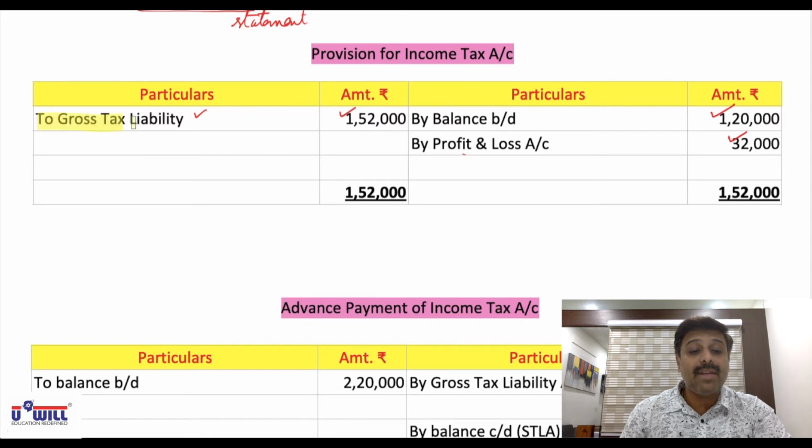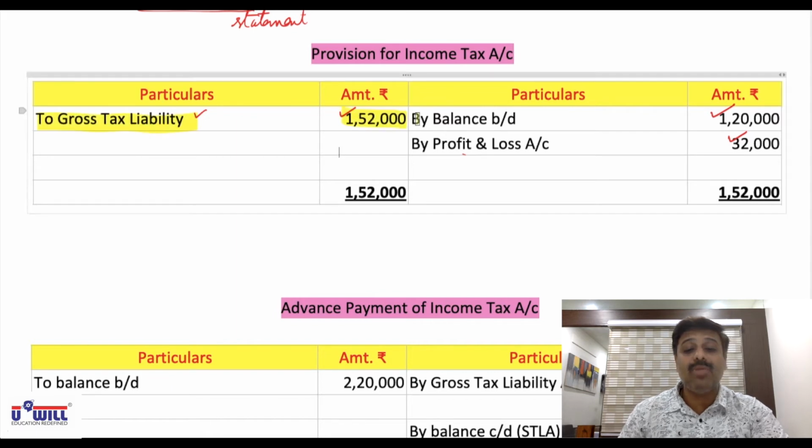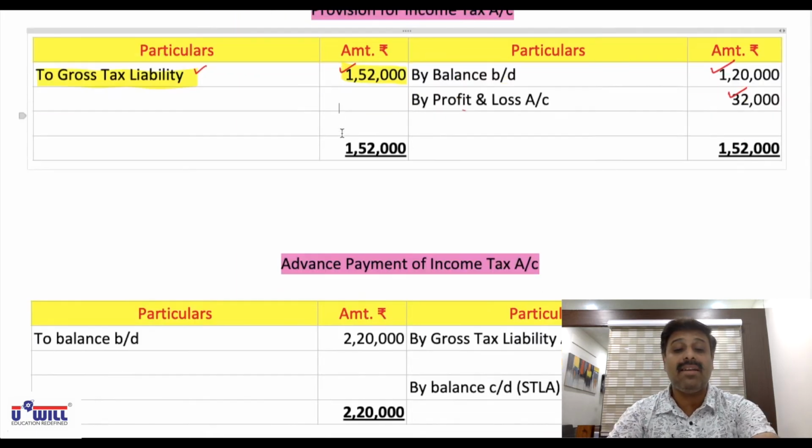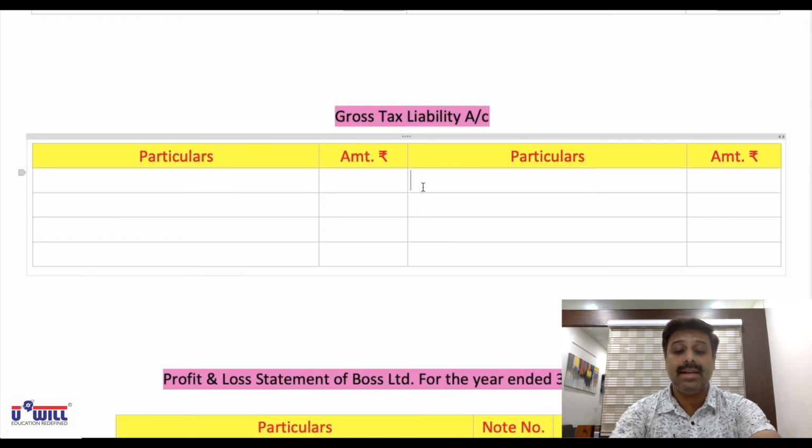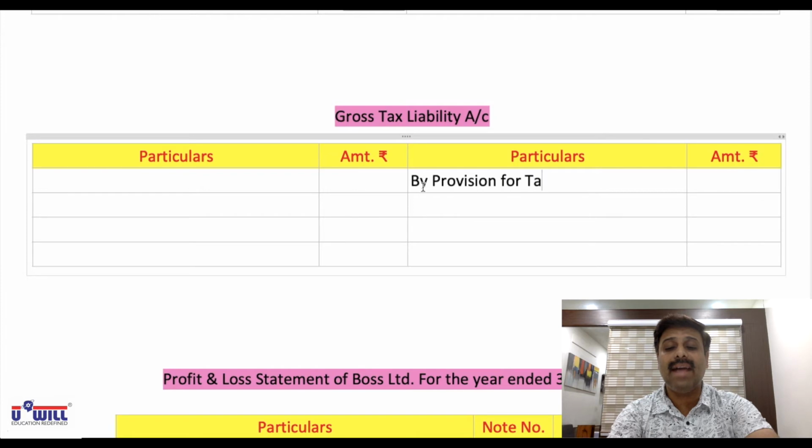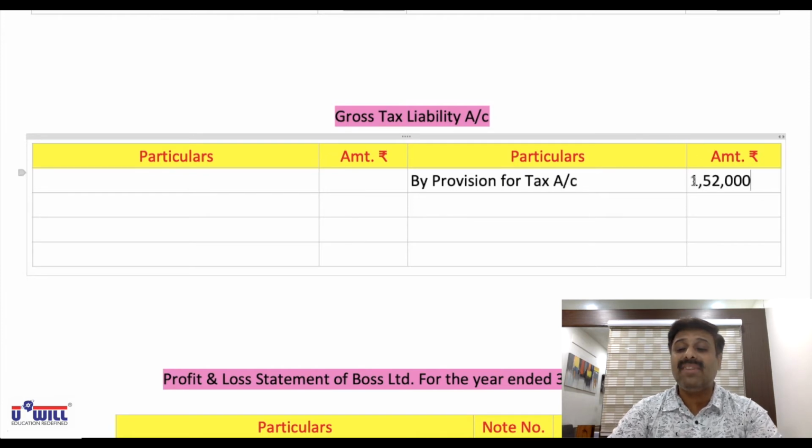What did we transfer in gross tax liability? 1,52,000. So in gross tax liability, it will come on the opposite side, credit side, by provision for tax account 1,52,000. Okay, opposite effects I am giving. In provision for tax account, we had written on debit side to gross tax liability account.